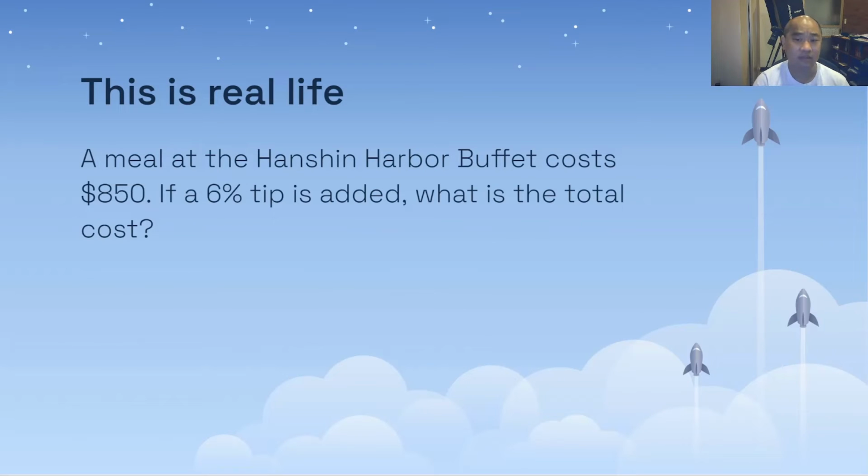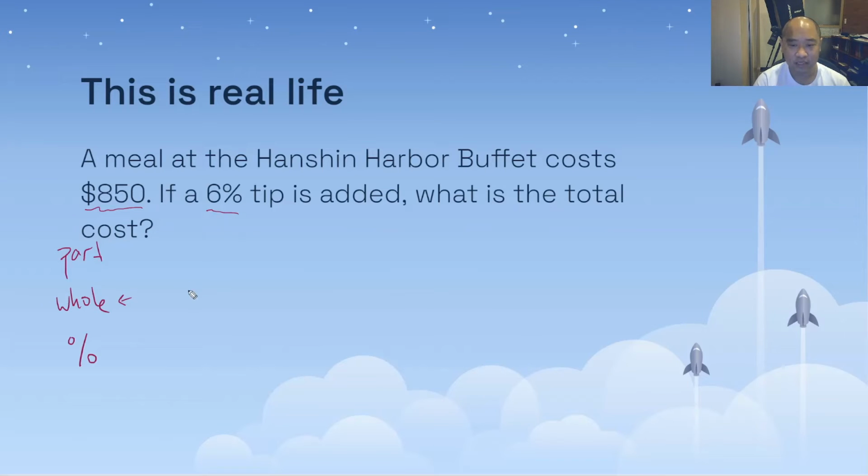Let's say that a meal at the Hanshin Harbor buffet costs $850. If a 6% tip is added, what is the total cost? So is this asking for a part or a whole or a percent? Well, it's a little bit tricky because $850 is the cost of the meal, but not the final whole cost, right?